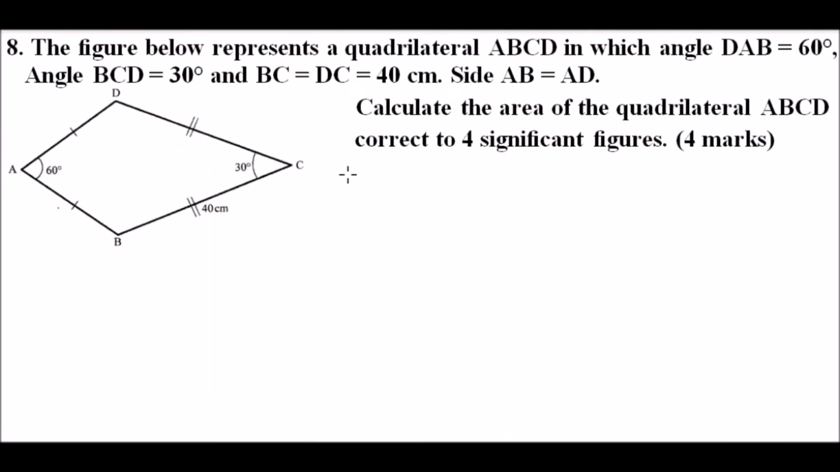The other method you can approach this question is this. The figure below represents a quadrilateral ABCD in which angle DAB is equal to 60 degrees, angle BCD is equal to 30 degrees, and BC is equal to DC is equal to 40 centimeters. Side AB is equal to AD. Calculate the area of the quadrilateral ABCD, correct to 4 significant figures. So you can divide this in the same way, that is you draw DB and AC.